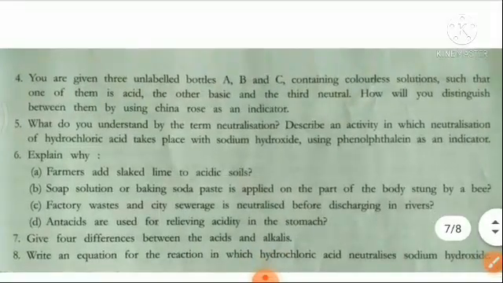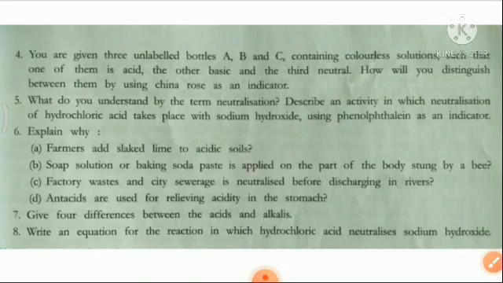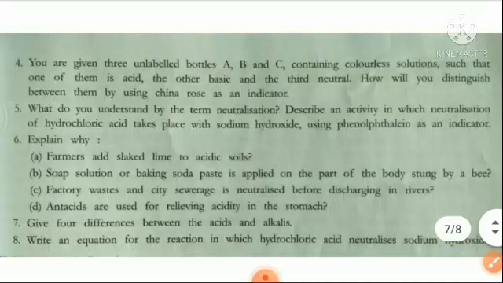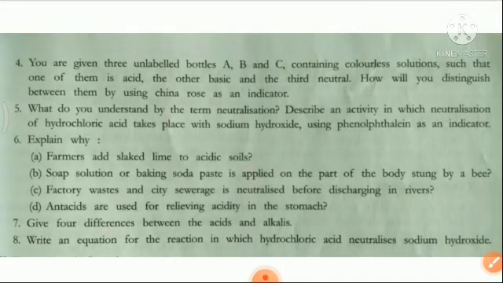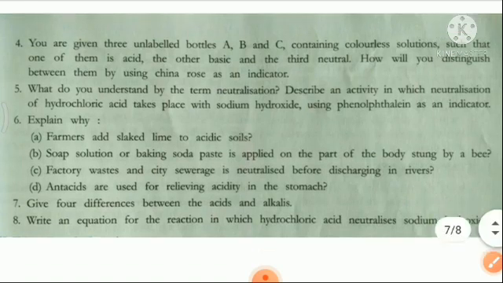Question number 4. You are given 3 unlabeled bottles A, B and C containing colorless solutions such that one of them is acid, the other is base and the third is neutral. So how will you distinguish between them by using China rose indicator? China rose will turn deep pink when it comes in contact with the acid. It will turn green when it comes in contact with the base, and it will remain a light pink colored solution when it comes in contact with the neutral substance. By this you can know which is acid, which is base and which is neutral.